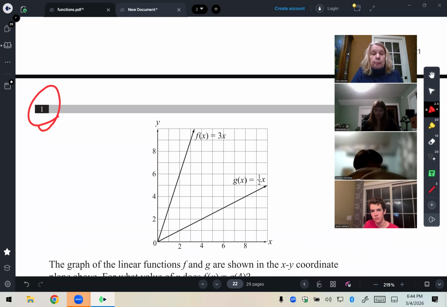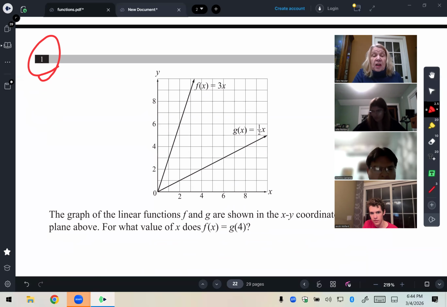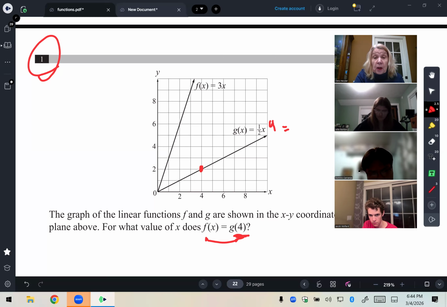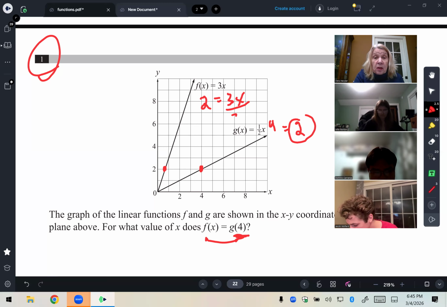So in this case, the graph of the linear functions f and g are shown in the xy coordinate plane. For what value of x does f of x equal g of 4? So we want to see what g of 4 is. So g of 4 is just going to be 2. And I could put it in the equation, and I'll get 2. So now I want f of x to be 2. So I put 2 in there because it's going to be pretty hard to read that off the graph exactly. But I divide both sides by 3, and so x is 2/3.